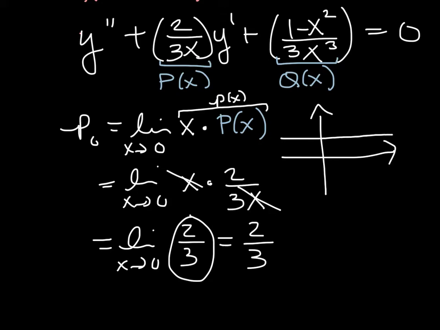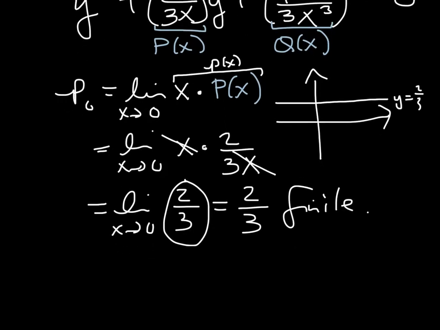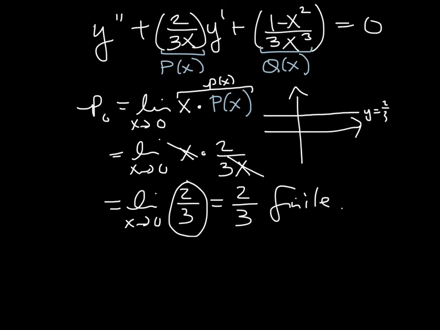Pretend this line is 2/3, right? As x is approaching 0, the limit is always going to be 2/3, but specifically at 0. Okay, so that one is fine. This is finite, right? The limit definitely exists.